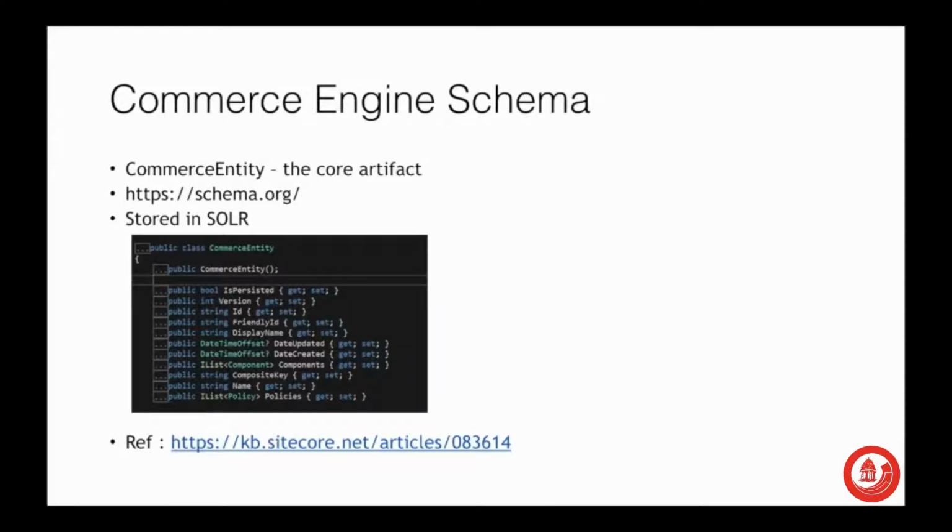Okay, this slide, now look at the commerce engine schema. This basically gives an idea of how the commerce engine stores data. On top of the commerce engine schema, you have the commerce entity, basically the core artifact. Any information that is stored in the commerce engine is basically an instance of commerce entity. For example, if you take a product or an order, all these are derived from the commerce entity.